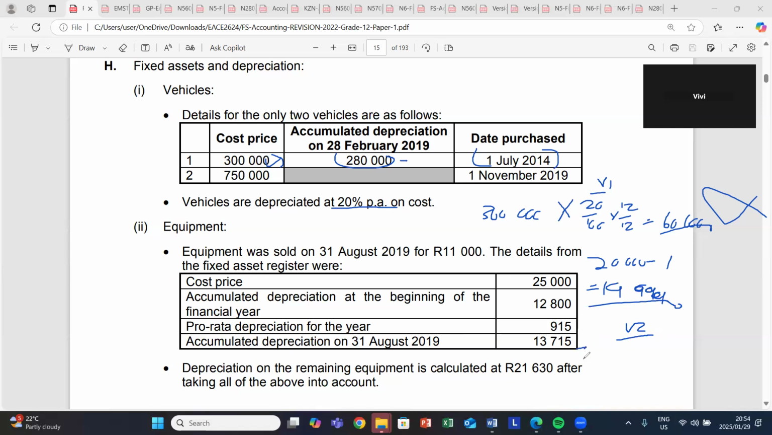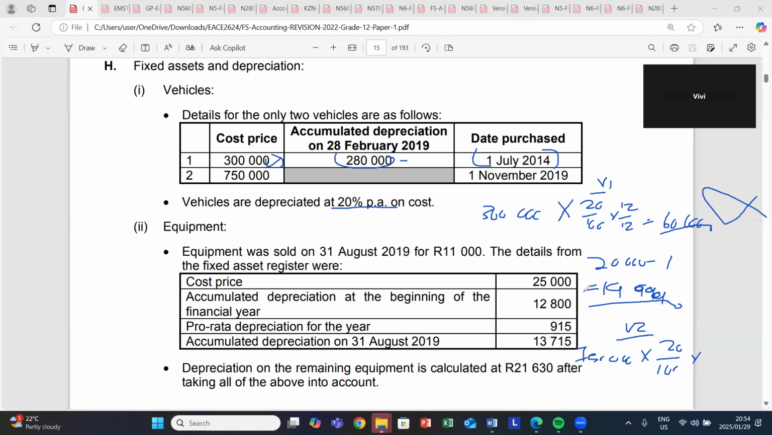The cost price of vehicle 2 is 750,000, multiplied by your rate. How much is your rate? Your rate is 20%. Multiply by 20%. Remember that one, you only bought it during the year. Therefore, you do not use it for a period of 12 months.